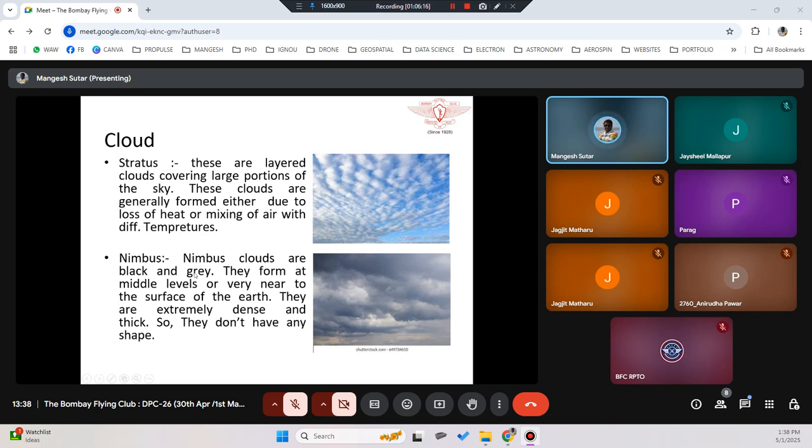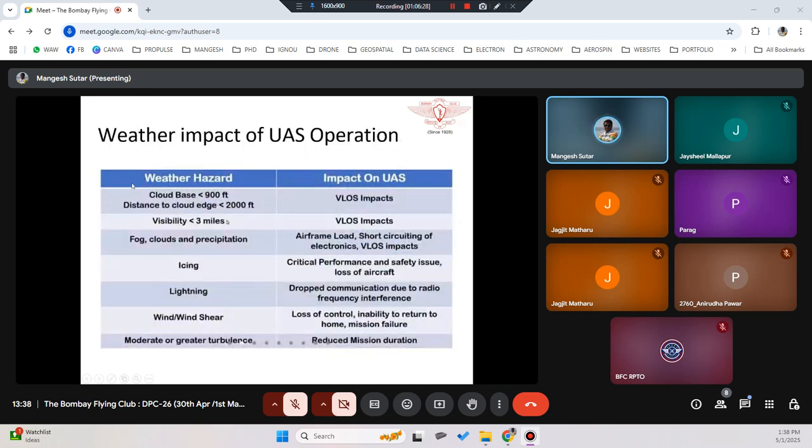Nimbus clouds are black and gray. By looking at the color itself, you will be able to tell a nimbus cloud. This is mostly visible during the winter season, or when it is supposed to rain, that time you will see black and gray clouds. Okay, so these are all impacts, especially your VLOS impact or the performance impact that could happen because of the weather hazards.